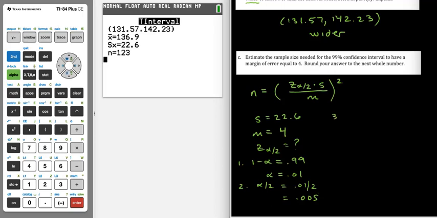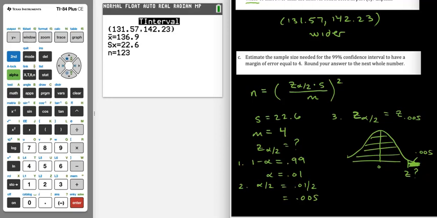Step 3 is we go through and we find the Z of alpha divided by 2, which again in this case is going to be Z sub 0.005. So that's the Z-score in a standard normal distribution that has an area to the right of 0.005. So we're looking for the Z-score, and the area to the right of our Z-score is 0.005. If the area to the right is 0.005, then the area to the left, which is what we need to be able to enter into the calculator, is going to be 1 minus 0.005. And when you do 1 minus 0.005, you end up getting 0.995. So this area to the left of our Z-score of interest is this 0.995.